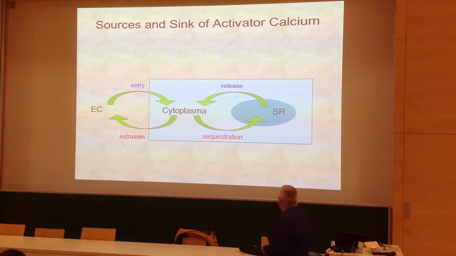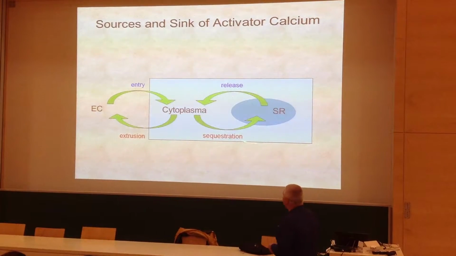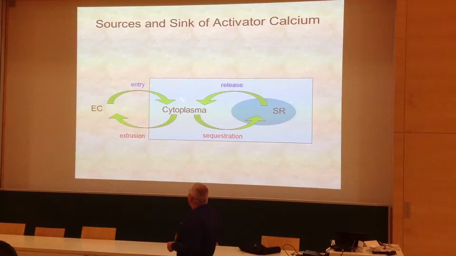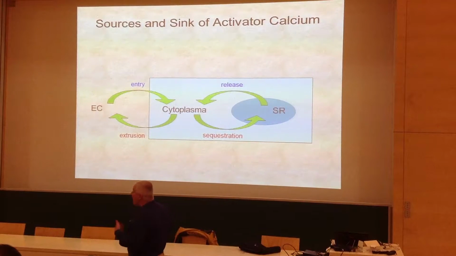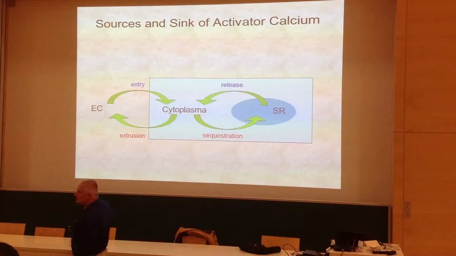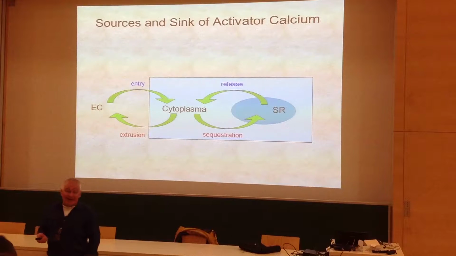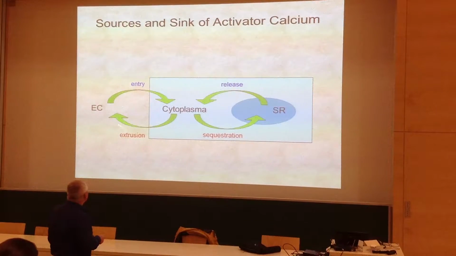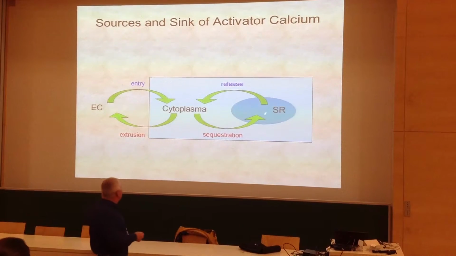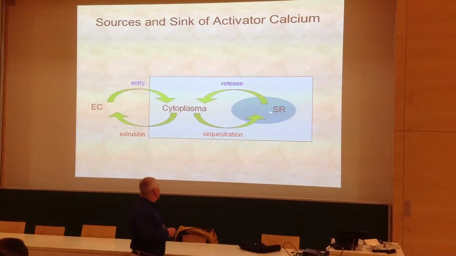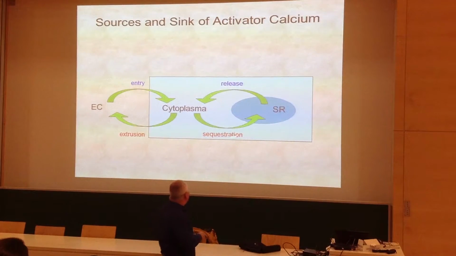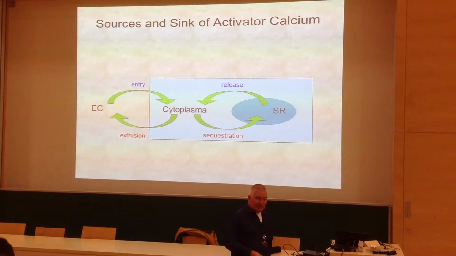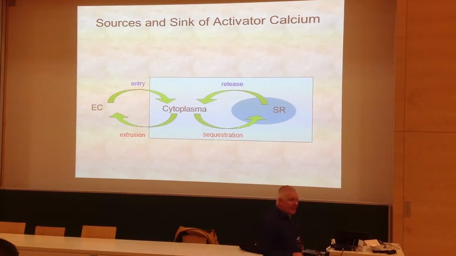This rectangular object here represents the cardiac myocytes, and this is the sarcoplasmic reticulum here. The mechanism by which calcium enters is logically called calcium entry. We have the exclusion, the removal of the calcium ions. From the sarcoplasmic reticulum, we have the calcium release, and when the calcium is pumped back to the sarcoplasmic reticulum, it's called sequestration.